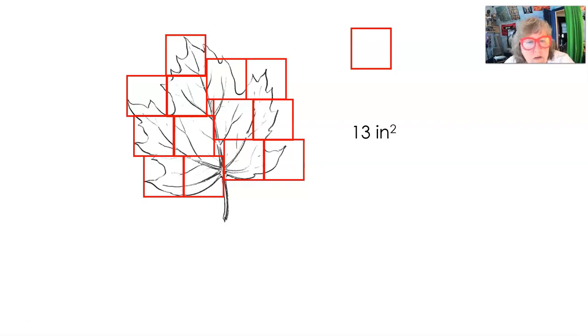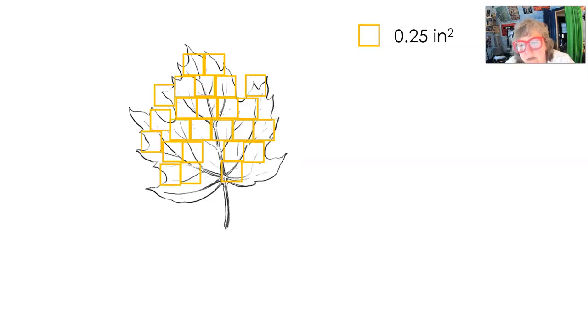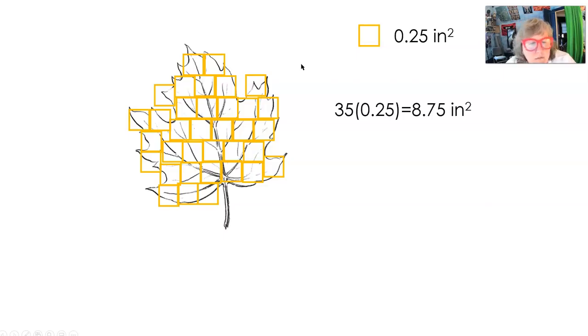Let's do one better. Let's go even smaller. This box is 0.25 inches squared. And I'll slowly fill this thing up with a whole bunch of little boxes. Still not going to be able to hit everything. I'm still going to have some missing spots, but places where I overcompensate and undercompensate. It's not perfect, a little bit better though. This is 8.75 square inches.